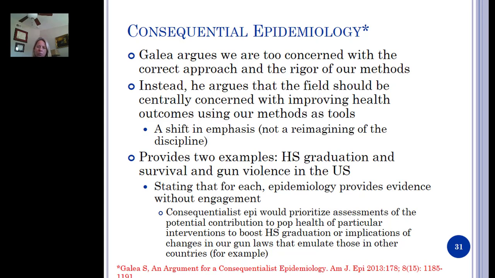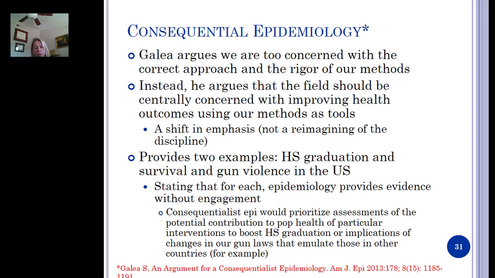So he provides a few examples, one showing high school graduation and survival, as well as a second showing gun violence in the United States. And for each of these two examples, he provides some evidence that epidemiology can be engaged in these problems that greatly affect us at a public health, population level. So he says a consequentialist epidemiology would prioritize the assessments of the potential contribution to population health of particular interventions to boost high school graduation, or implications of changes in our gun laws that emulate those in other countries.